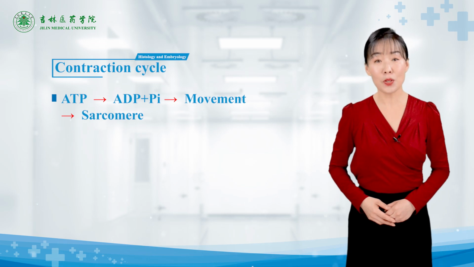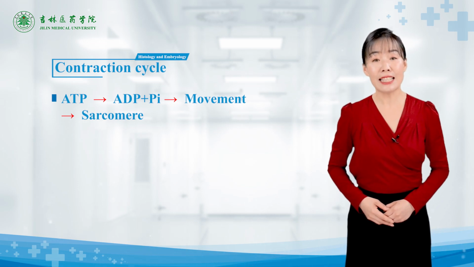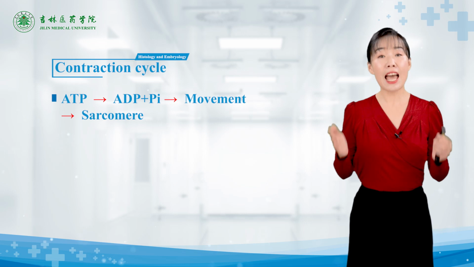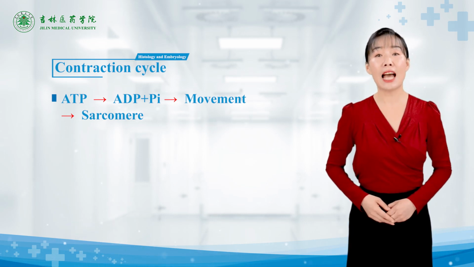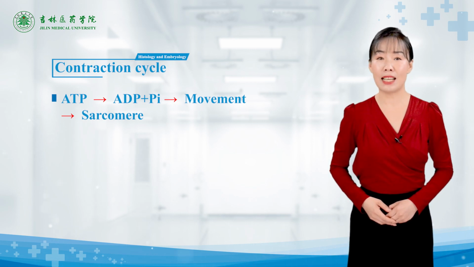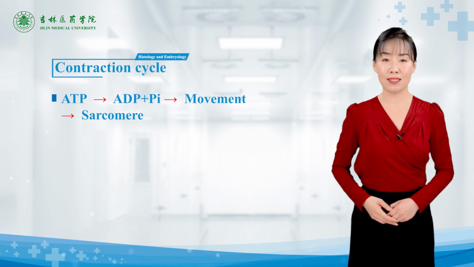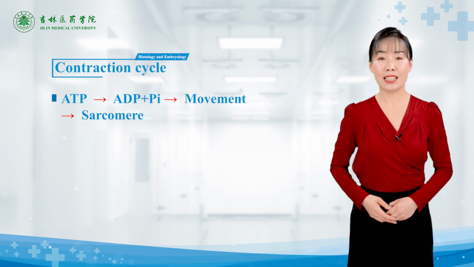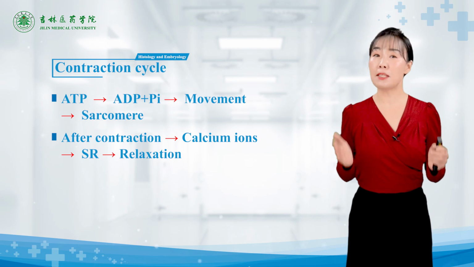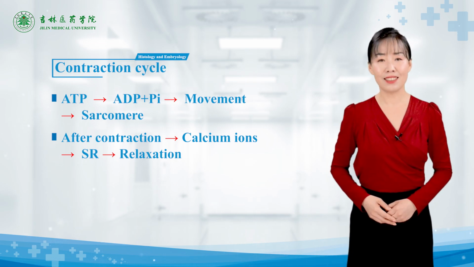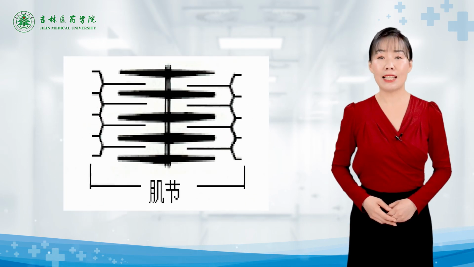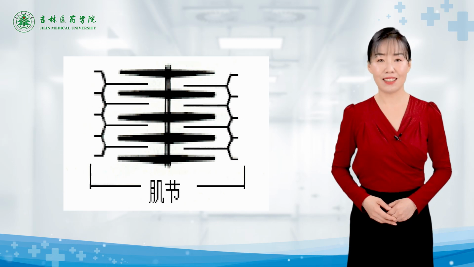ATP is split into ADP and phosphoric acid, and the energy is released. With the energy, the cross-bridge pulls the actin past the myosin filament. The result is that the thin filament is drawn farther into the A band, each sarcomere becoming shortened. After contraction, calcium ions are pumped into the sarcoplasmic reticulum. Relaxation occurs. In the contracted state, the I band is shortened, and the A band is not changed.